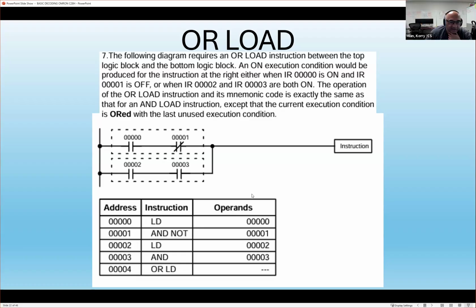So one could say the actual load command, all that means is it's going to hit the rail on the left. Yeah, I guess so. Yes. Load. Yes.